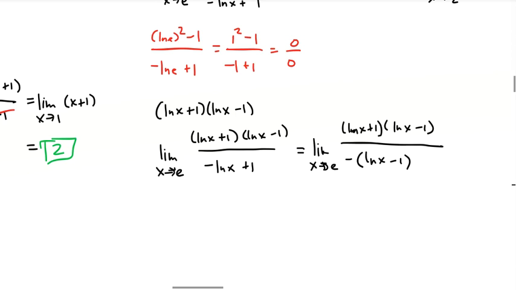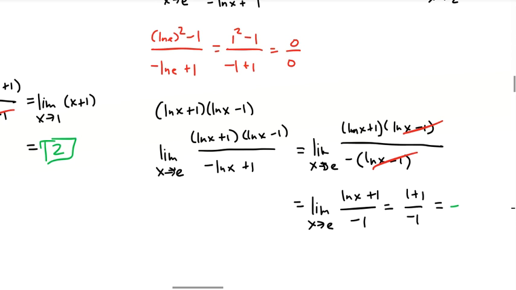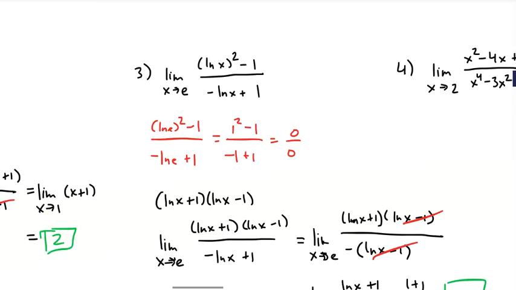And then from here, we see that we have these two terms, ln x minus 1, that will cancel out. So we're just left with the limit as x goes to e of (ln x plus 1) over negative 1, which will give me 1 plus 1 over negative 1, which will give me negative 2 as my answer. Now let's go to the next example.